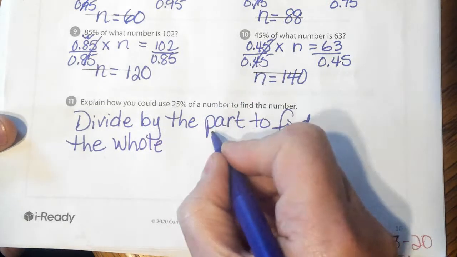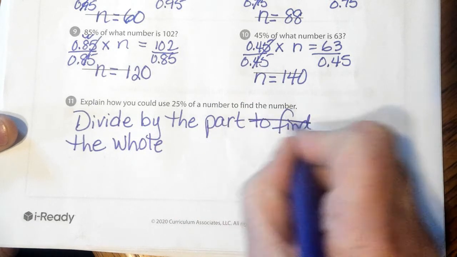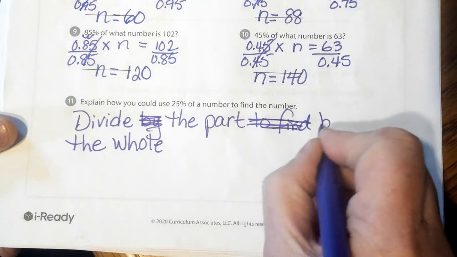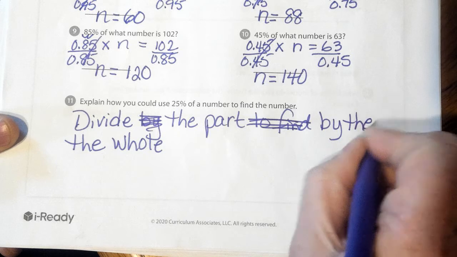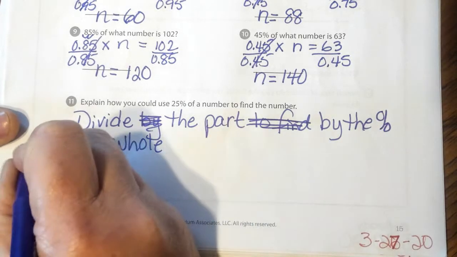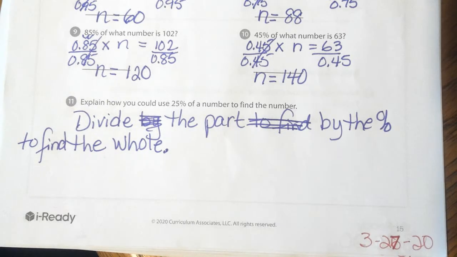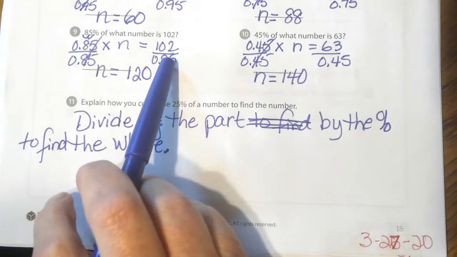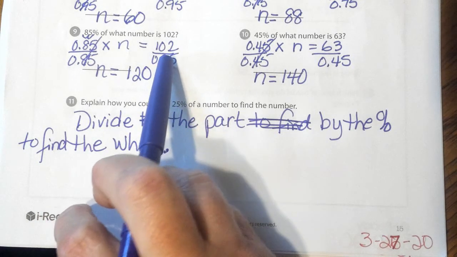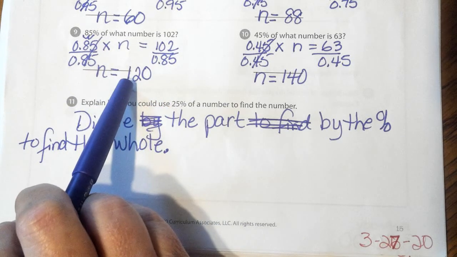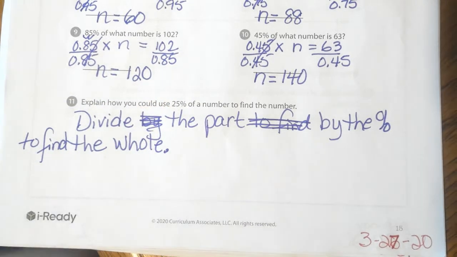Or divide the part, let me rephrase that, divide the part by the percent to find the whole. Wasn't quite saying what I wanted to say there. So divide the part, which in this case would be the 102, by the percent, which was 85%, to find the whole. Okay? All right, let's see.